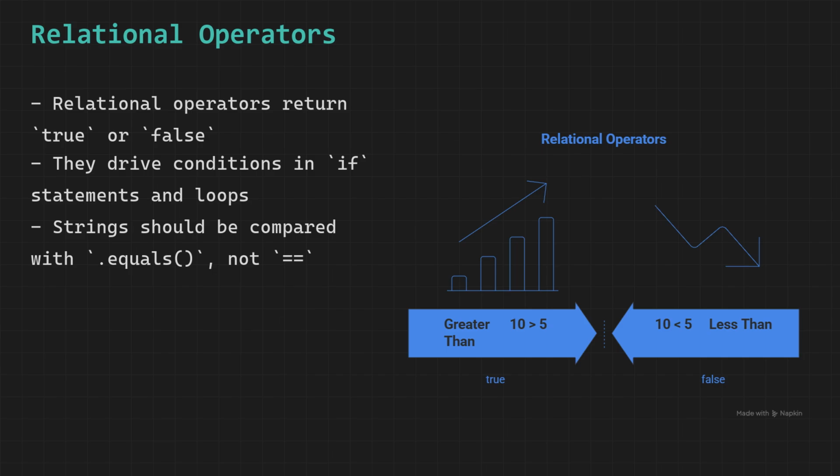These work perfectly for primitive types. However, there is one extremely important warning that every Java developer must know. Never use double equals to compare string objects.